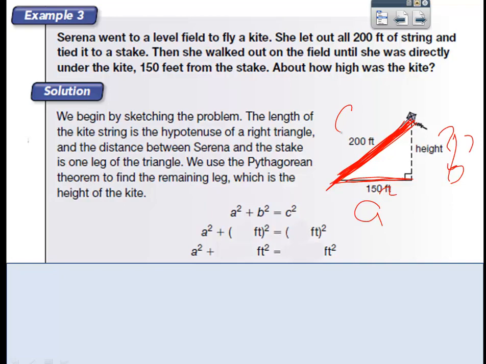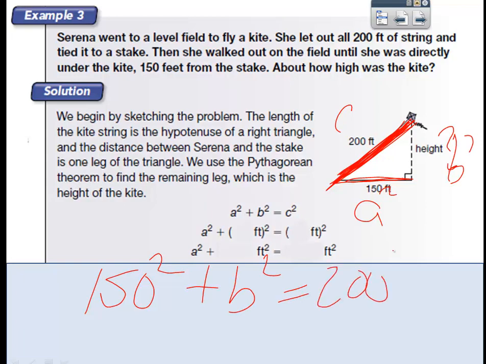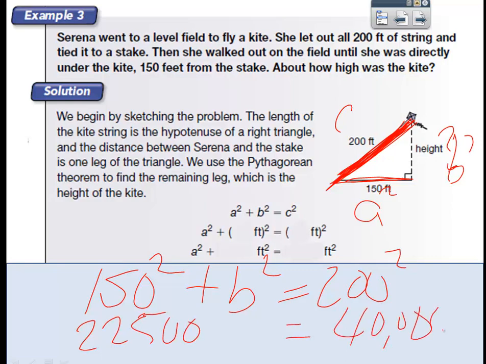All right, so let's do it together. Okay, so you've got 150 feet squared. We know that. 150 feet squared plus b squared equals 200 feet squared, which is our c. All right, so that's what we've got. This works out to be 22,500, and this one over here ends up being 40,000. So when I subtract the two of those, I get 17,500 right here. And this is the one I've got to square root. And once I take that, I'll know how high her kite is up in the air.